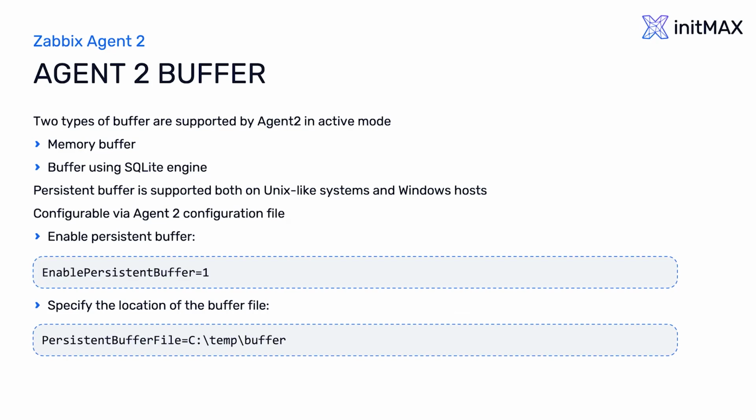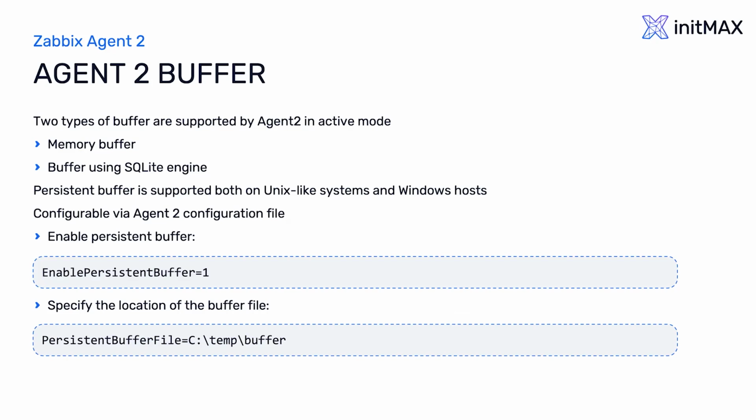And SQLite is kind of like a database, but it is a database within a single file on your file system. So it's not intended for high load, a lot of writes and reads. But if we talk about an agent, which is just a single point of our monitoring, then it's going to be perfectly sufficient. And persistent buffer is supported both on Unix-like systems and Windows hosts. So you can use that on your Linux machines, Ubuntu, Debian, Red Hat, CentOS, Alma Linux, whatever, and also on Windows, Windows 10, Windows 11, Windows Server, and all of that stuff.